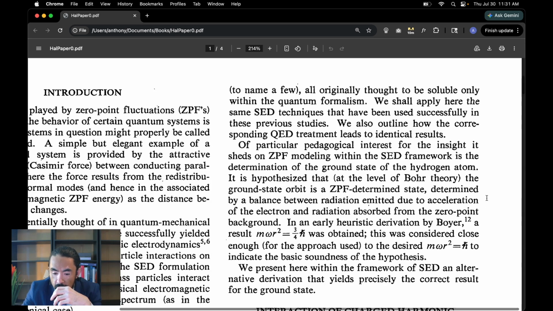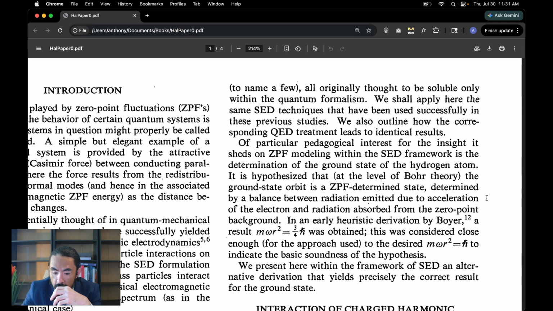It is hypothesized that, at the level of Bohr theory, the ground state orbit is a ZPF-determined state, determined by a balance between radiation emitted due to acceleration of the electron and radiation absorbed from the zero-point background. In an early heuristic derivation by Boyer, a result m omega r squared equals 3/4 h bar was obtained.